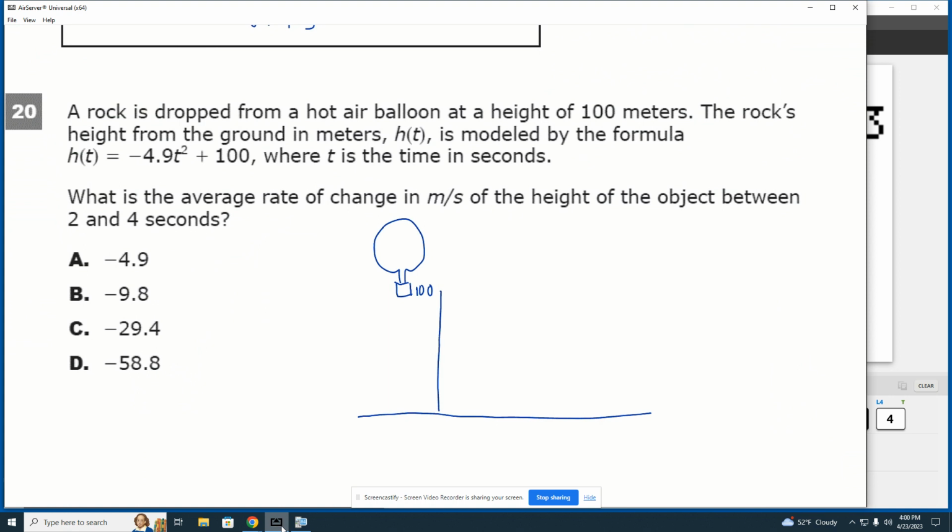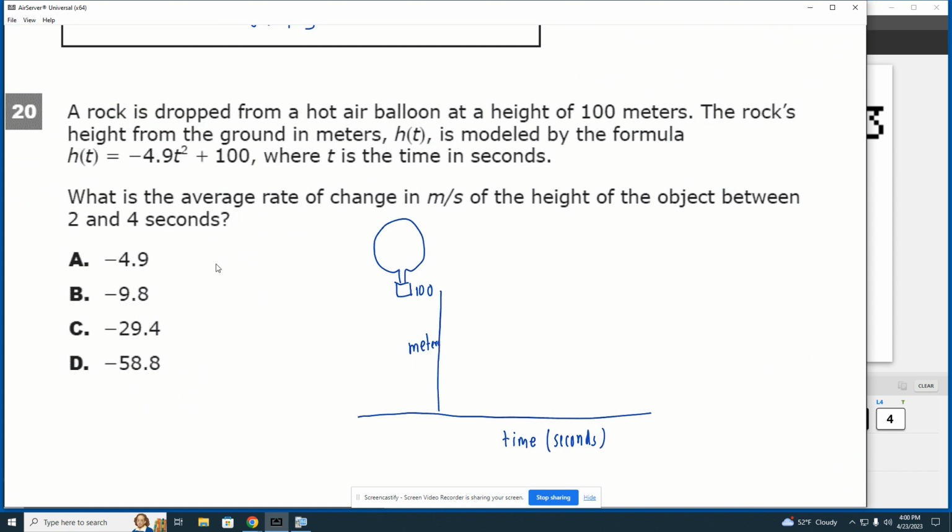And it's modeled by this equation: -4.9 t squared plus 100, where t is time in seconds. Okay, so we know that it's this high. So we're talking about feet up in the air. I think it's feet. Let me see. 100 meters. I'm sorry. So it's 100 meters up. And we know that time is on the bottom. It said it's modeled in seconds. Time is in seconds. Okay? So it says, what is the average rate of change in meters per second of the height of the object between 2 and 4 seconds.